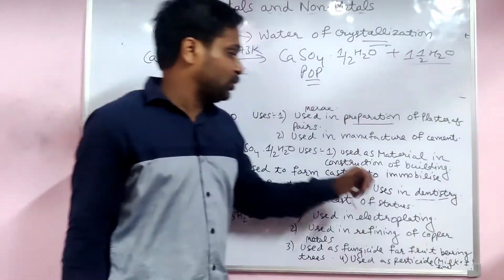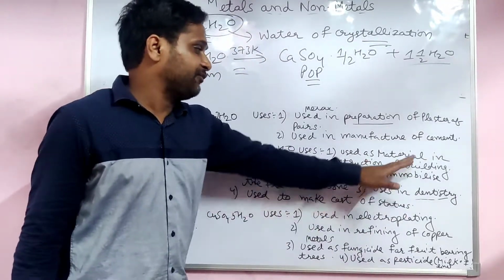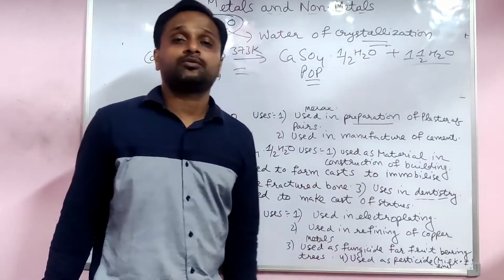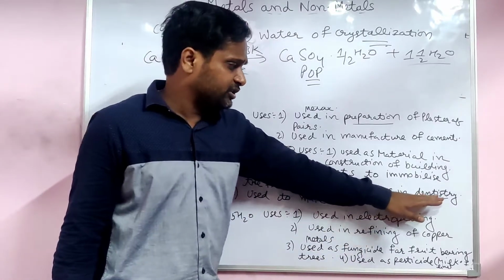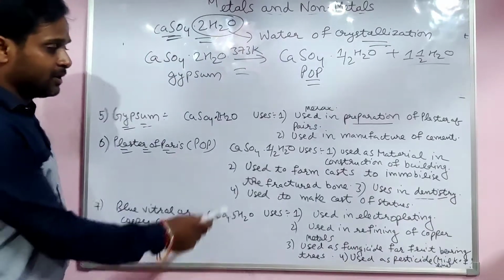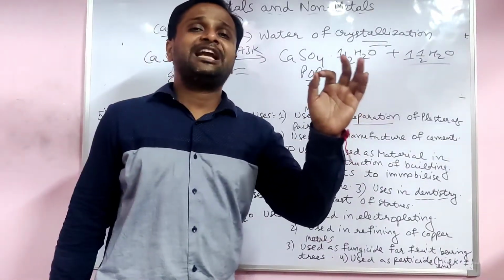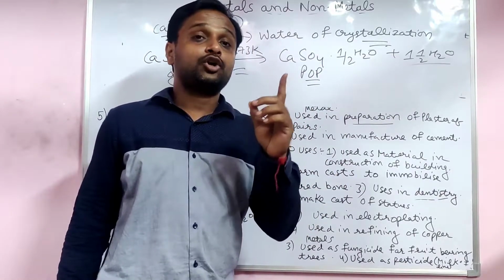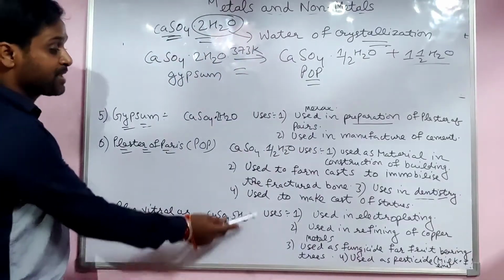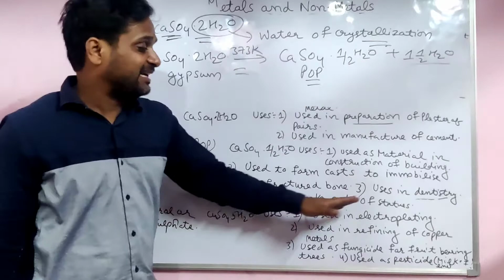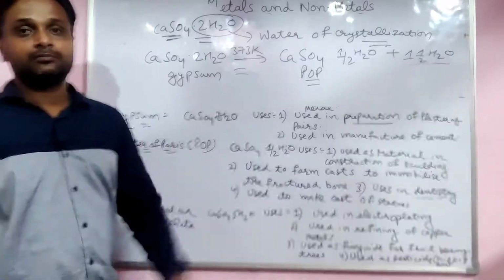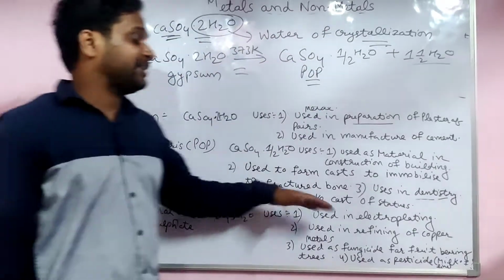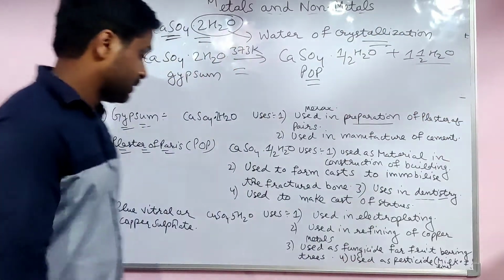Plaster of Paris is used as a material for the construction of buildings, used to form the cast that immobilizes the fractured bone, to correct the fractured bone. It is used in dentistry by the doctor to fill the teeth, amalgam. Next, it is used to make casts of statues, their copy. By using POP you are able to make a copy of the statue.